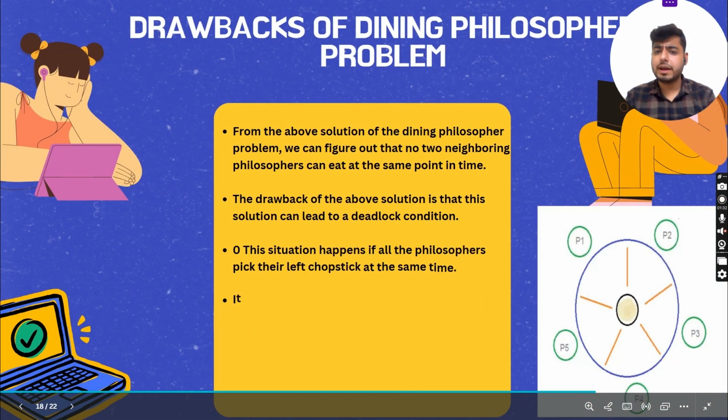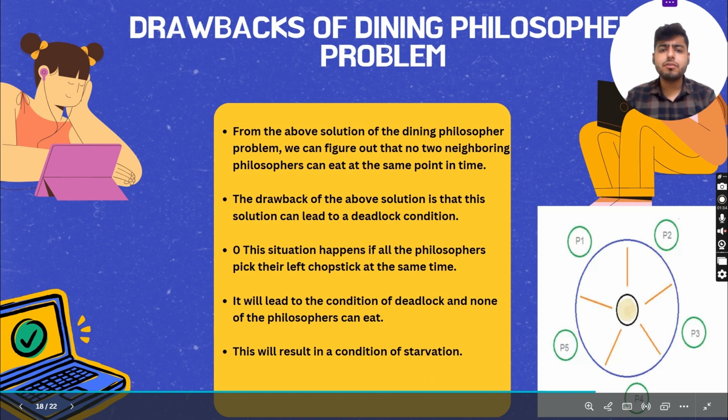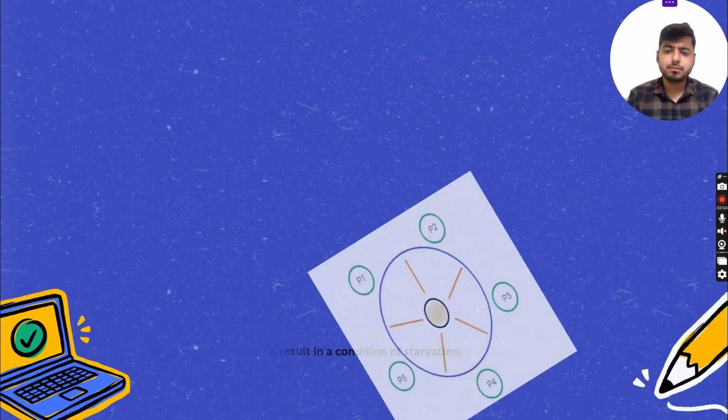Next, we will see the drawbacks of the dining philosopher problem. From the above solution, we can figure out that no two neighboring philosophers can eat at the same point of time. The drawback of the above solution is that it can lead to a deadlock condition. This situation happens if all the philosophers pick their left chopstick at the same time. It will lead to a deadlock and none of the philosophers can eat, and this will result in a condition of starvation. As you can see here, if every philosopher holds the left chopstick, it will lead to a deadlock condition.